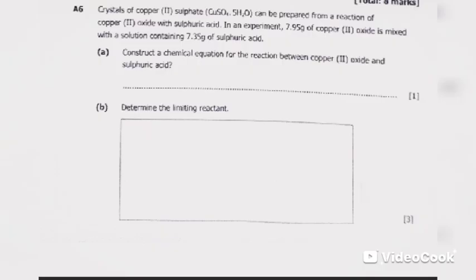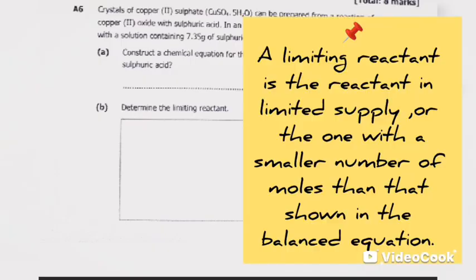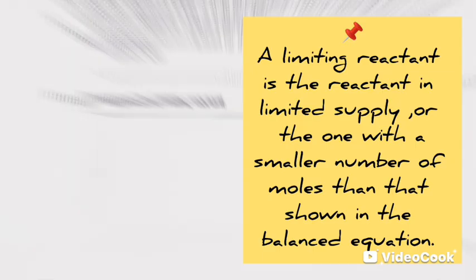Okay, part B of the question reads, determine the limiting reactant. A limiting reactant is just the reactant which will make the reaction stop because it's in short supply or there's a shortfall of it. Part B of the question is asking us to determine which one is the limiting reactant.